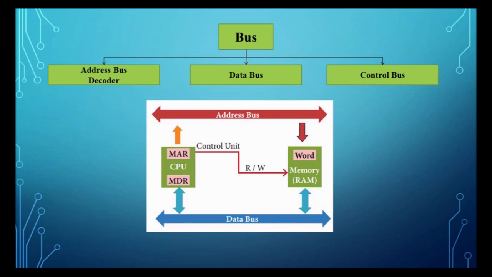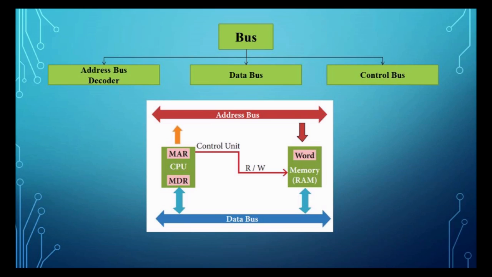Next we are going to study the system bus. We already know the word bus from the previous block diagram. Once again, a bus is a set of wires integrated together. There are three types of buses: address bus, data bus, and control bus. The first one is the address bus, which is mainly used to point to the memory location. It always holds the address of the memory location.